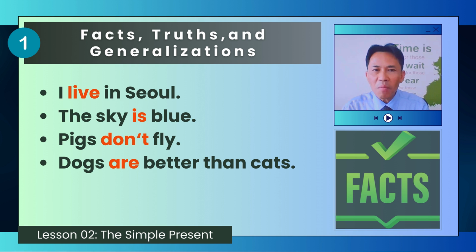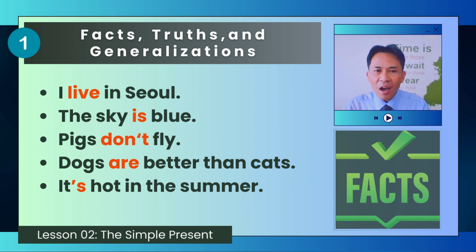Now, let's look at one more example. It's hot in the summer. Now, this really depends on where you live. But for some people, it is hot in the summer. So that makes it the truth for some people. So remember, we use the simple present tense to talk about facts, truth, or generalization.